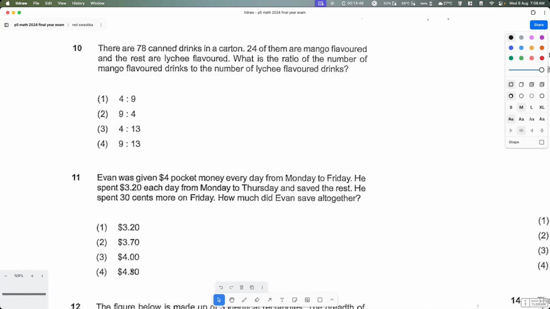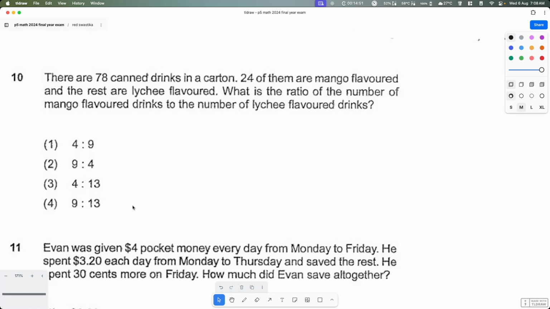Question number 10. So there are 78 canned drinks in a carton. 24 of them are mango flavored and the rest are lychee flavored. What is the ratio of the number of mango flavored drinks to the number of lychee drinks? Okay, so we know the total is equal to 78, and then lychee is equal to 78 minus 24. This will give us 54, right?